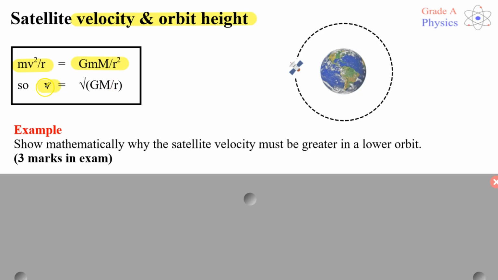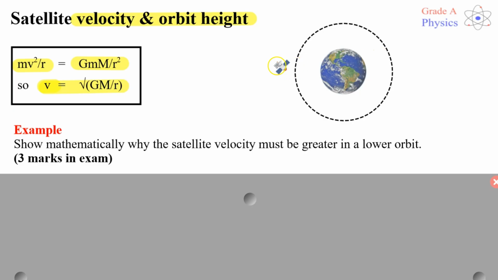So this is quite a useful expression, which may or may not be given in your formula booklet. It varies between exam boards. So the orbital velocity, satellite velocity, is equal to root G big M over r. Now you may be asked to show or explain why satellite velocity is greater in a lower orbit. So this is definitely the case.